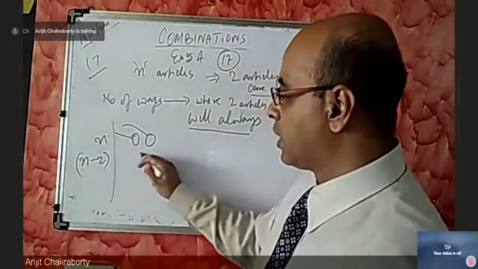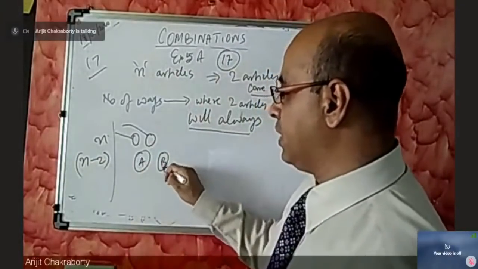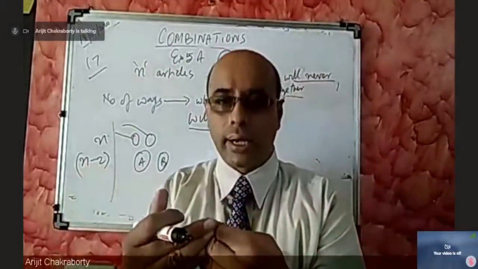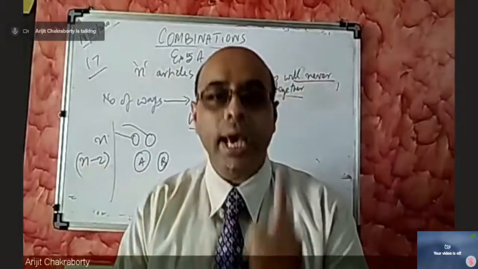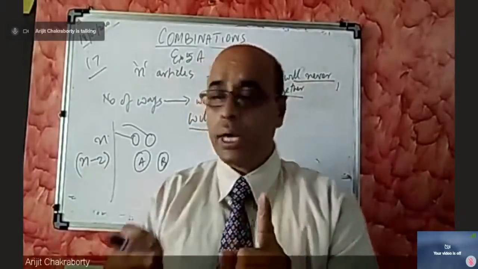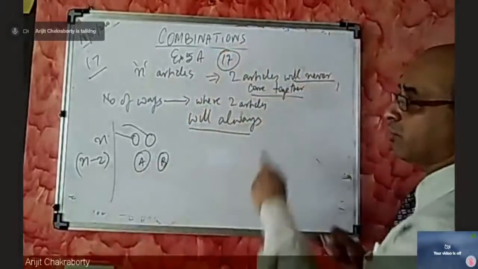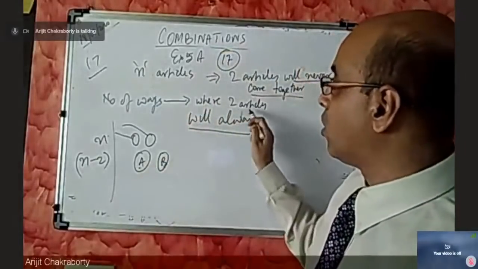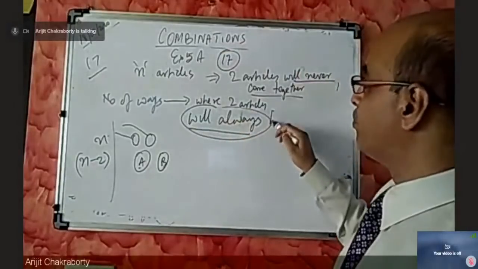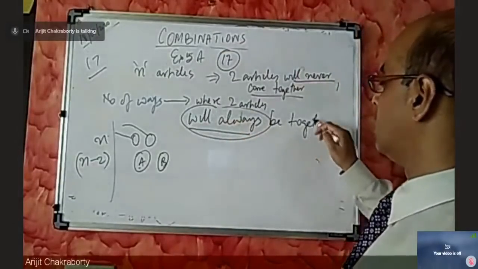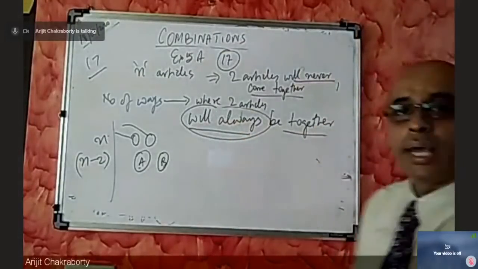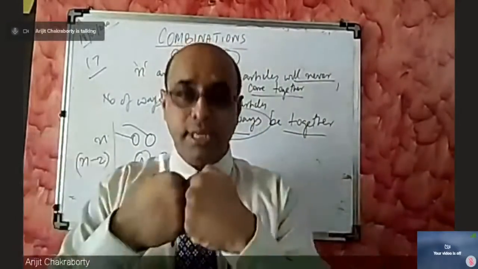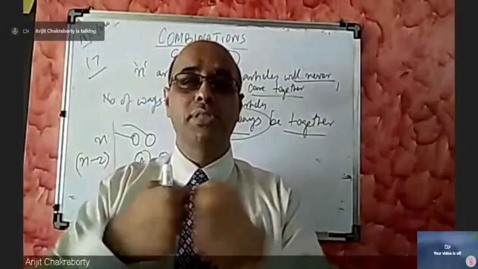These two, let's call it article A and article B. These two are now clubbed as one. They will be treated as one article, because the question here is, we want to first find out the number of ways where these two articles will always be together. They will always be together. Like, we say, Fevicol ka jod hai, tutega nahi, like that. So it's coming together. It is not going to be separated.